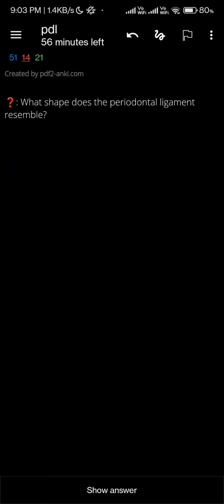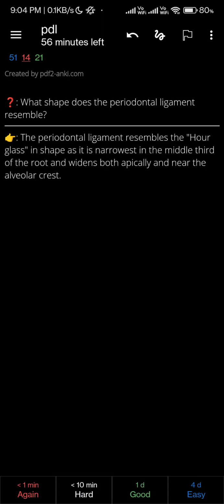What shape does the periodontal ligament resemble? The periodontal ligament resembles an hourglass, and it becomes wider towards the alveolar bone, apically and near the alveolar crest.